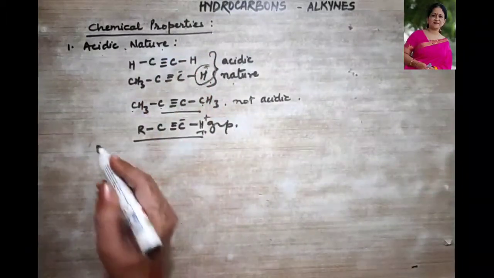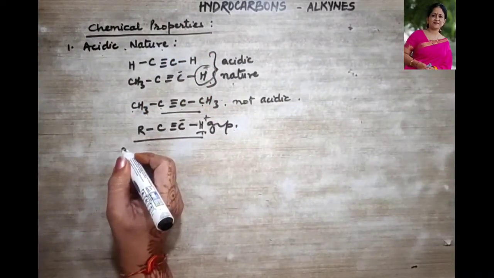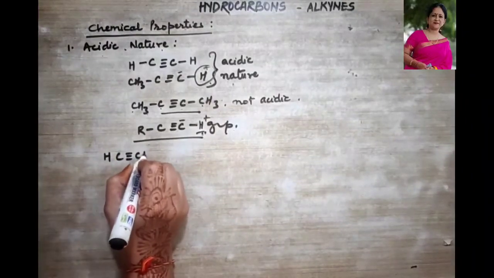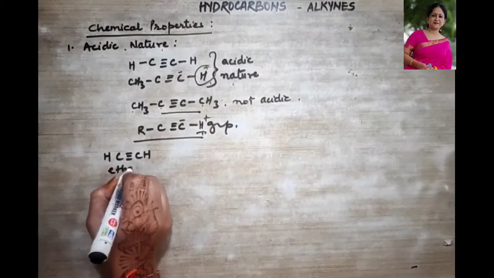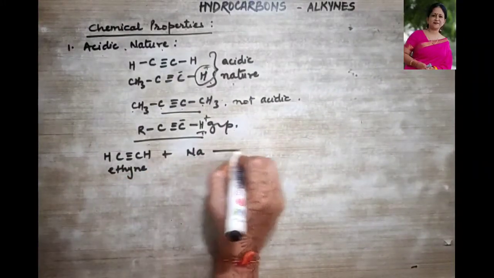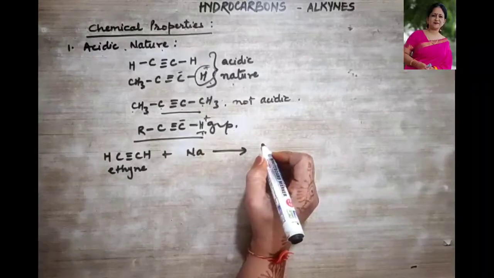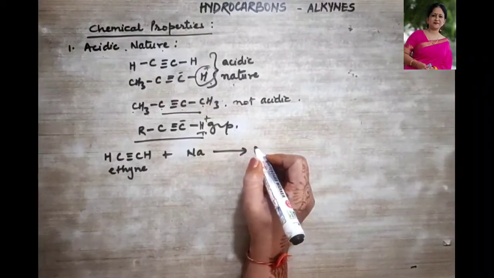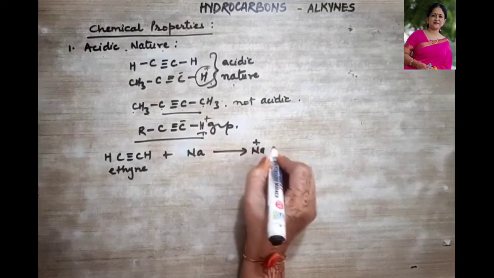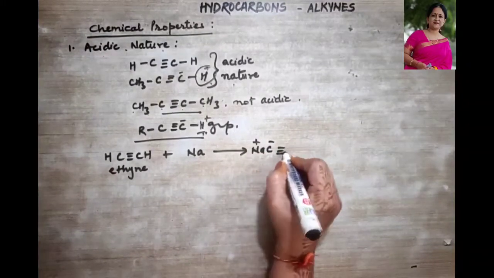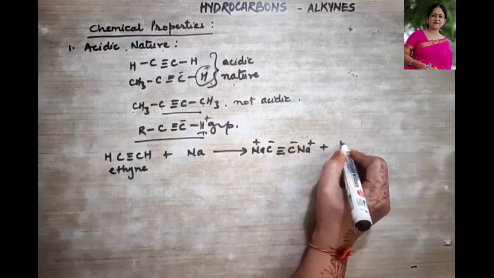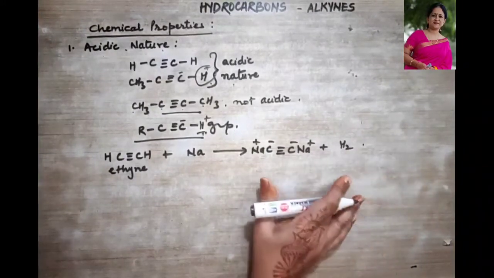So let us look at some of the reactions, like ethyne. Right, what is this? This is your ethyne. It reacts with sodium and it is going to form disodium acetylide, that is NaC triple bond CNa, and hydrogen gas will be given out.